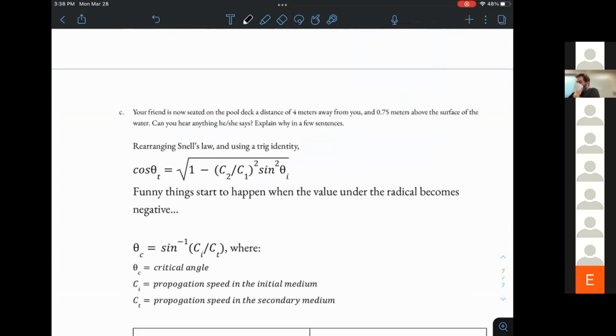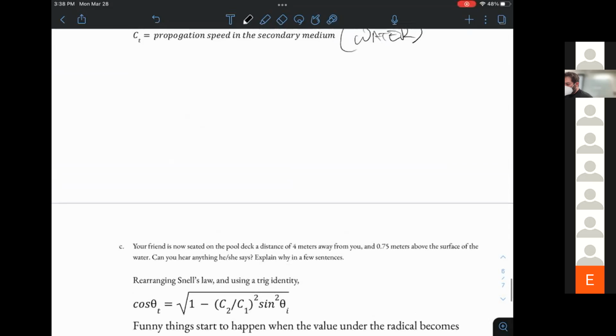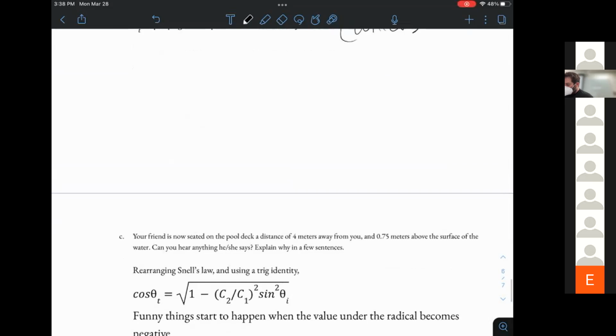Your friend is now seated on the pool deck, a distance of 4 meters away from you and 7.75 meters above the surface of the water. Can you hear anything he or she says? Let's just try to draw this. So here's the water. Okay. Here is you. You are a box.